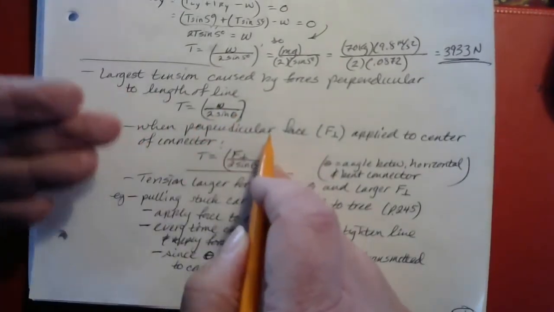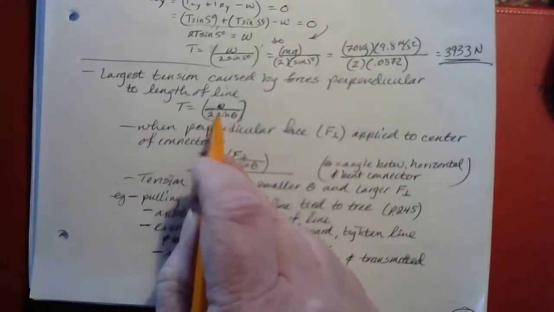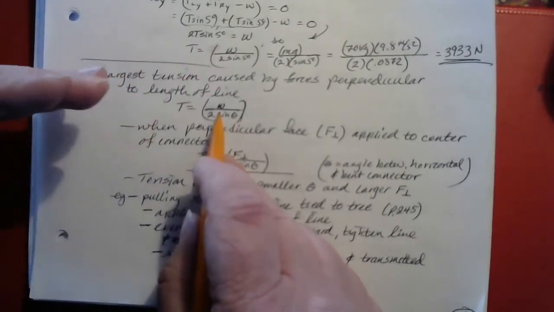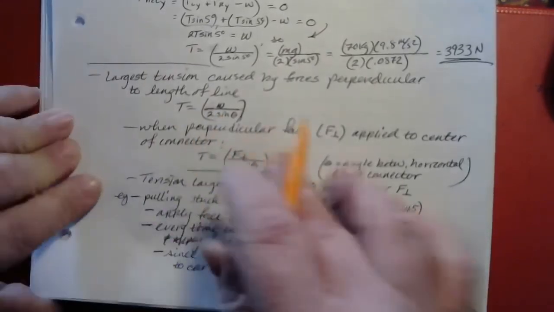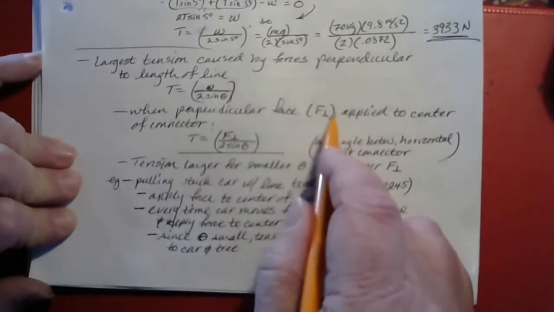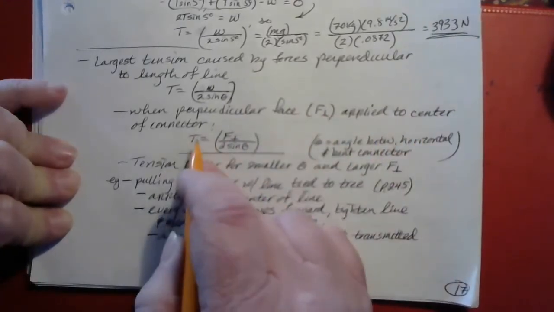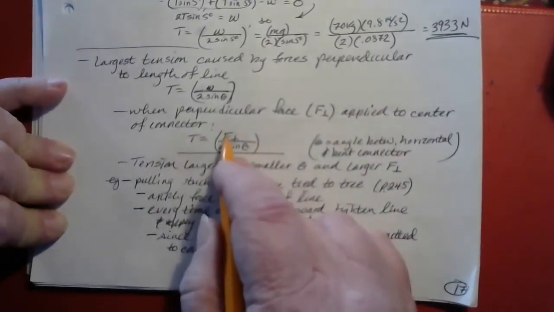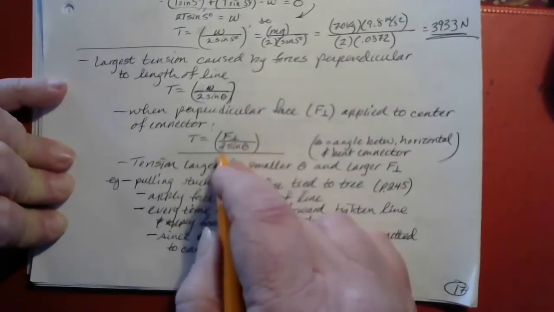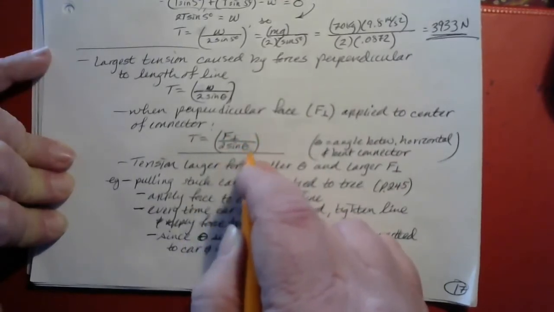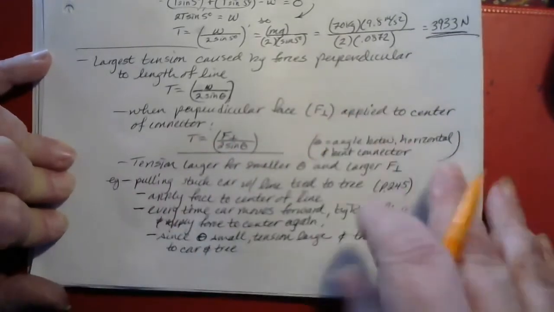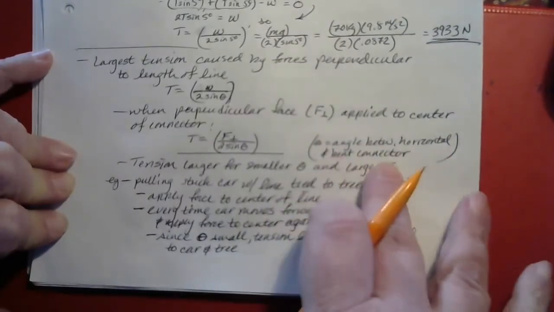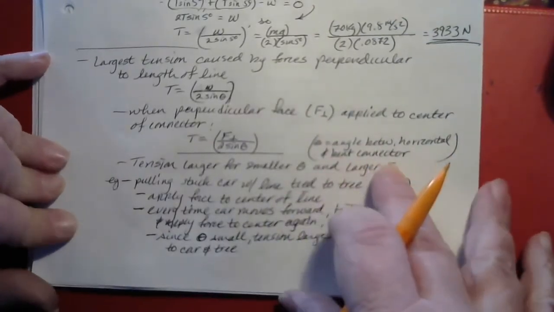If the force is perpendicular to the line, but it's not downward, in other words, if it's a force perpendicular to the length of the line, but maybe it's sideways instead of downward, then you can look at it like this. We can call the perpendicular force F perpendicular, and the tension in the line would just be the magnitude of the perpendicular force over 2 times the sine of theta, theta again being the angle of deflection of the connector, the angle between the horizontal and the current position of the connector.